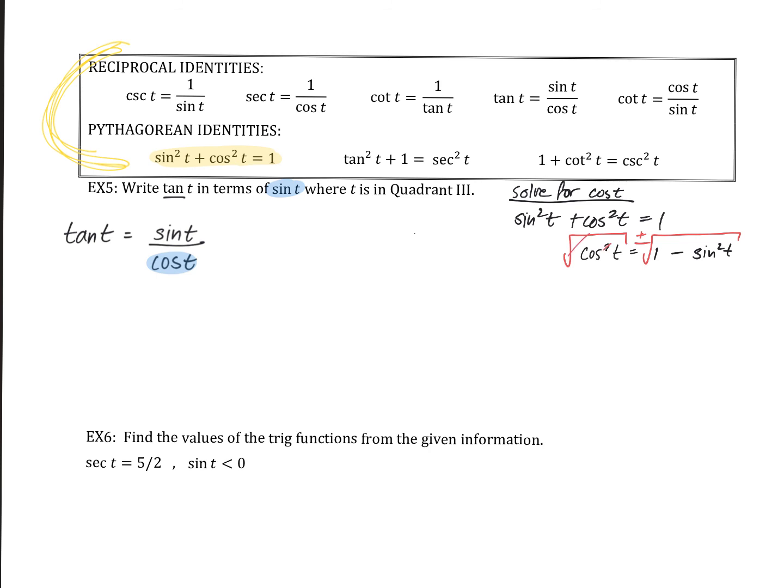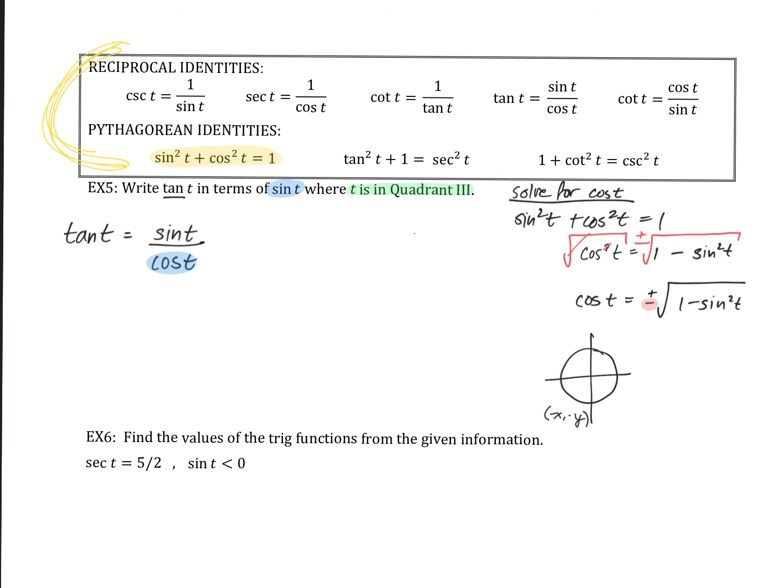Okay, awesome. So now we have cosine of t equals plus or minus the square root of 1 minus sine squared t. I have a problem though. Should I use the positive or the negative? Well, let's look at what else they gave us. They said t is in quadrant 3. Now in quadrant 3, what do we know? We know that down here it's negative x and negative y, which means that cosine is negative. So I'll go ahead and take the negative value.